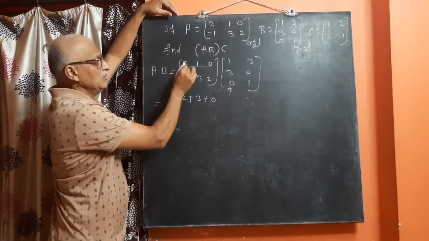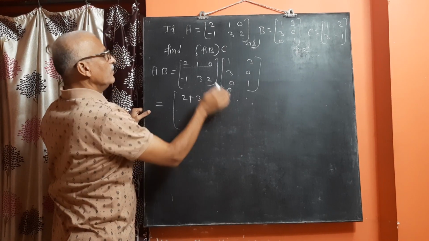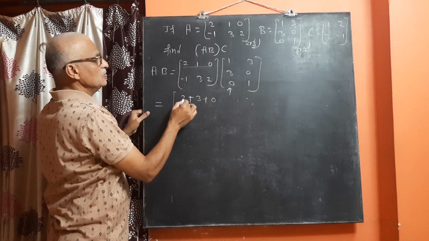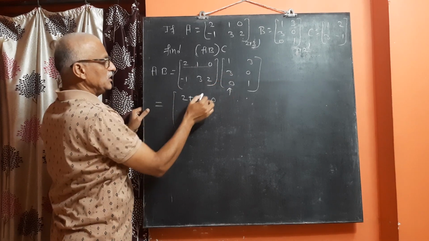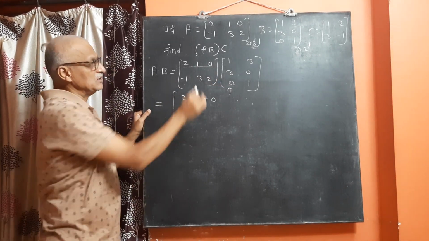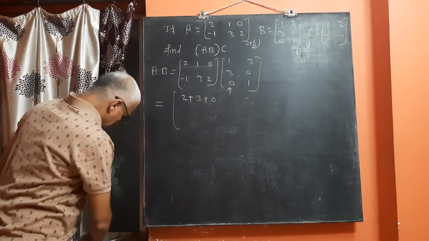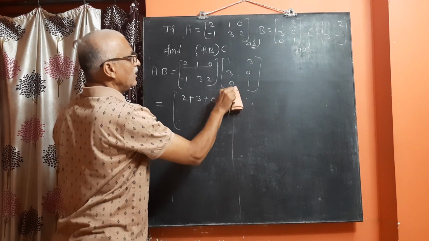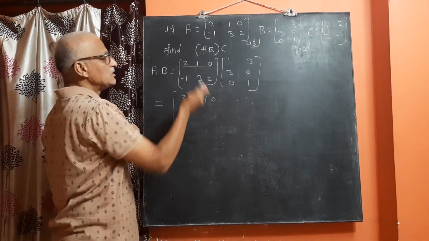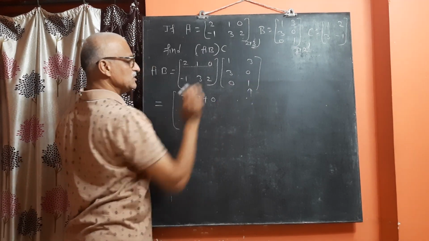I repeat again, 2 into 1 is 2, 1 into 3 is 3, plus 0 into 0 is 0. So this is the first row and first column. Now the first row and second column, this one.